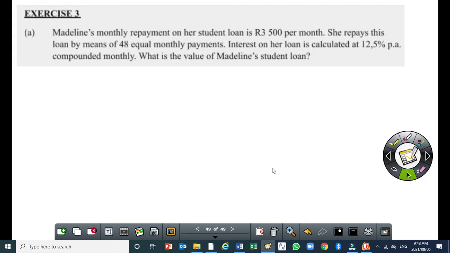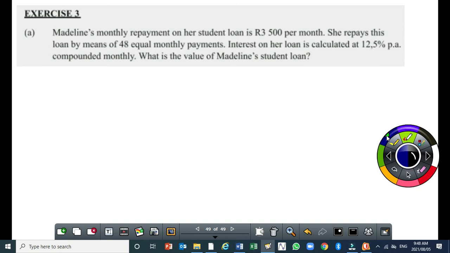One example. The question says, Madeline's monthly repayment on her student loan is 3,500 per month. She repays this loan by means of 48 equal monthly payments. Interest on her loan is calculated at 12.5% per annum compounded monthly. What is the value of the student loan? Right, so we need to calculate how much money was borrowed.